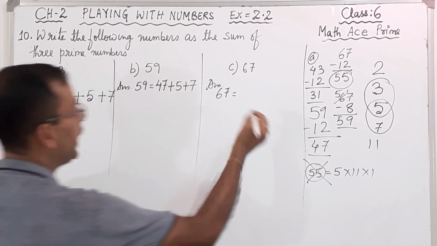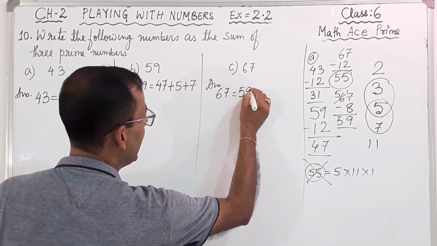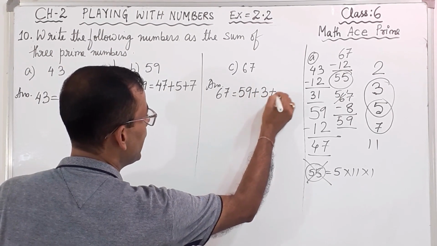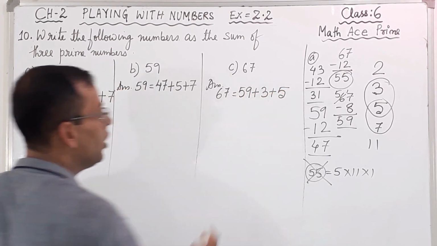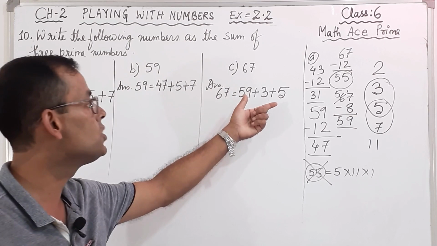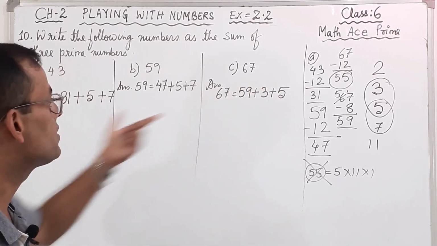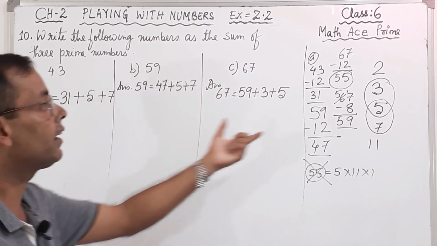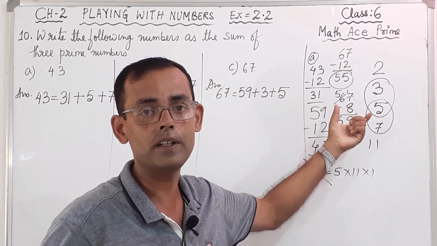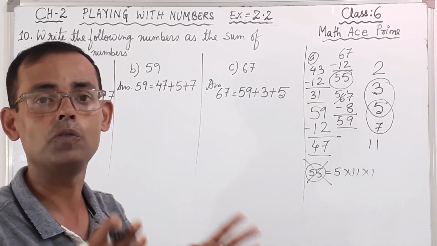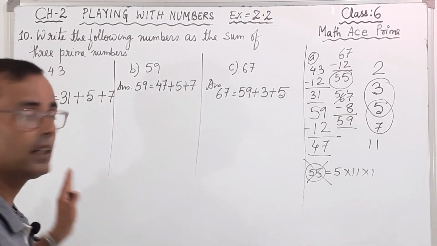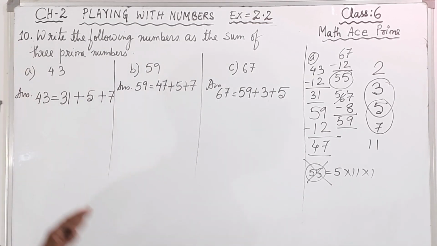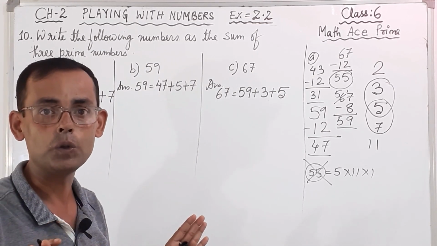So 59 is a prime number. Clear or no? So can I do it like this way? 59 plus 3 plus 5. 59 plus 3 is 62, 62 plus 5 is 67. So this is the rough work. The rough work is very, very important, how you are solving the sum, what is the concept. Clear or no? So I hope question number 10 is now clear to you all.